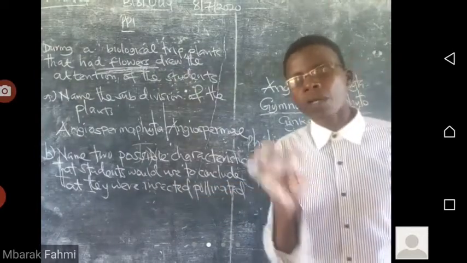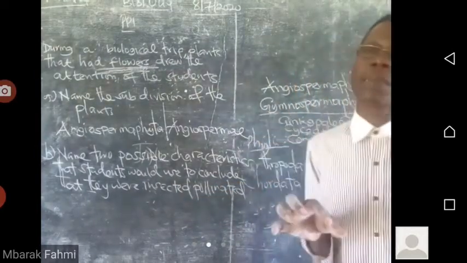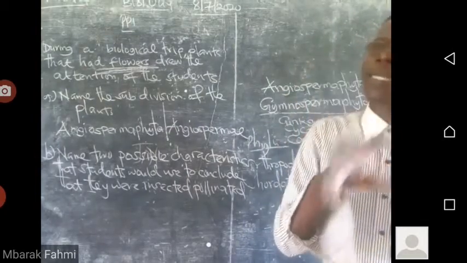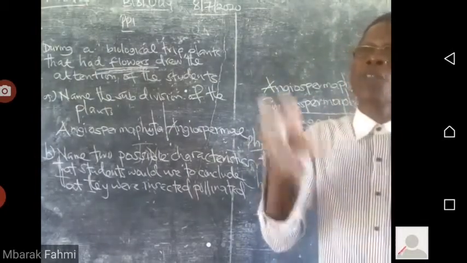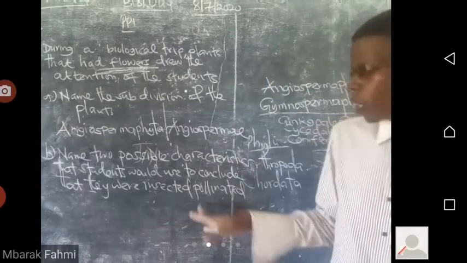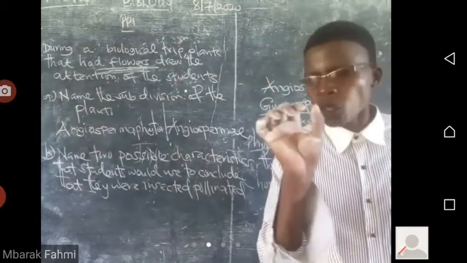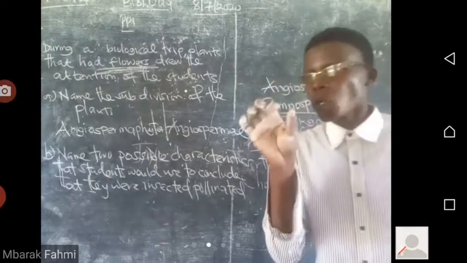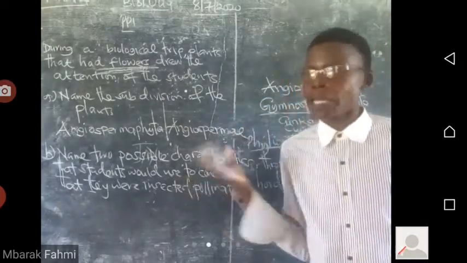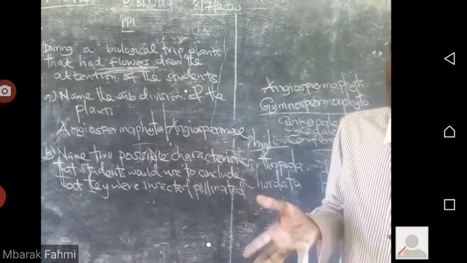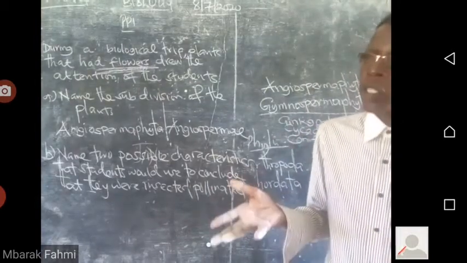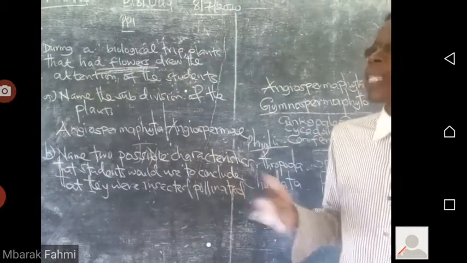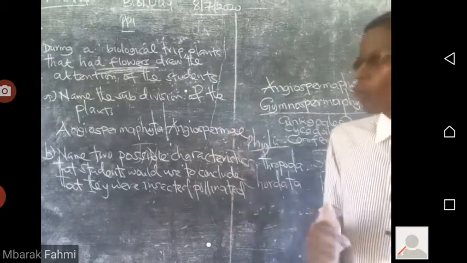Which is asking about insect pollinated flowers. Insect pollinated flowers is a topic which comes from the topic of reproduction. Remember, this question has two parts. It has a topic of classification and a topic of reproduction. So this is an application. A student must have read the topic of reproduction, which is in Form 3, and must have a good knowledge of the topic of classification.